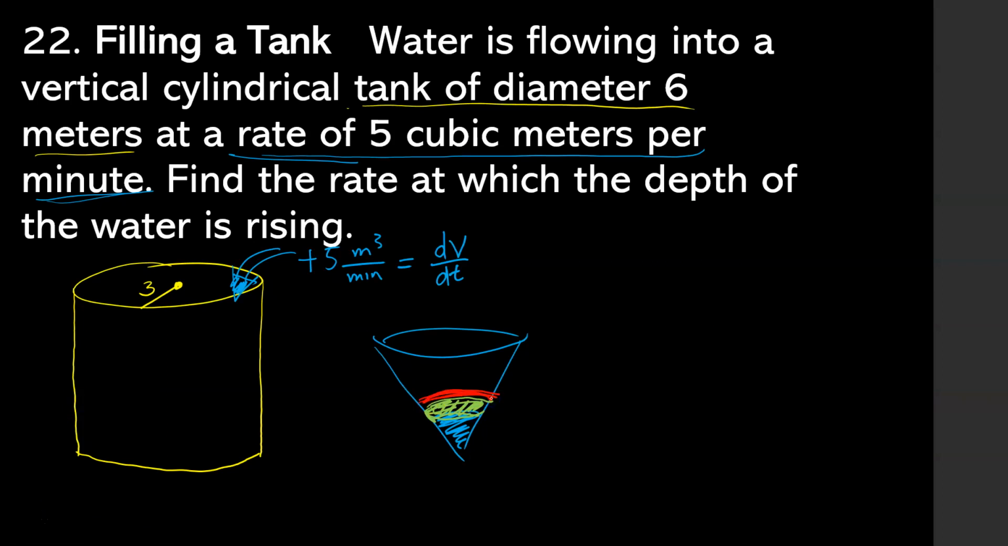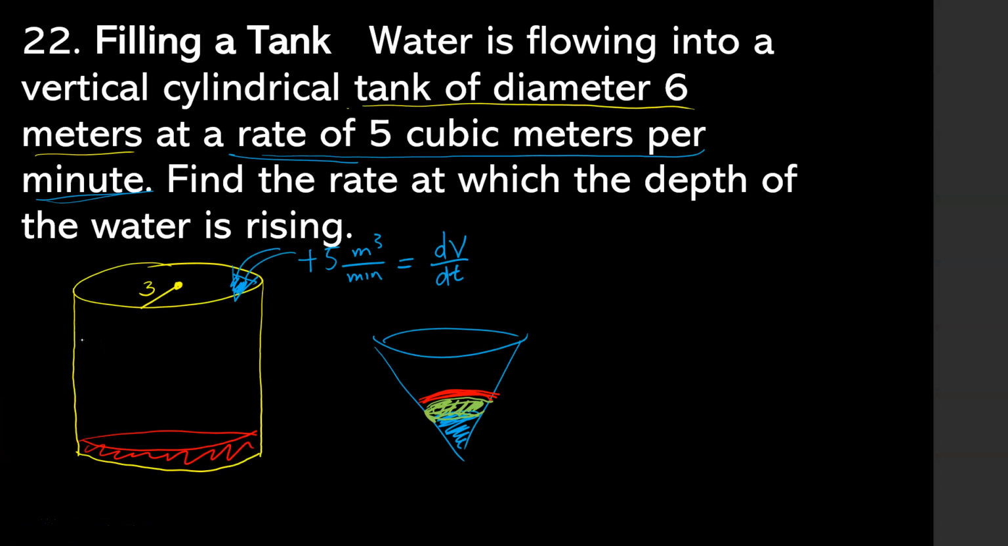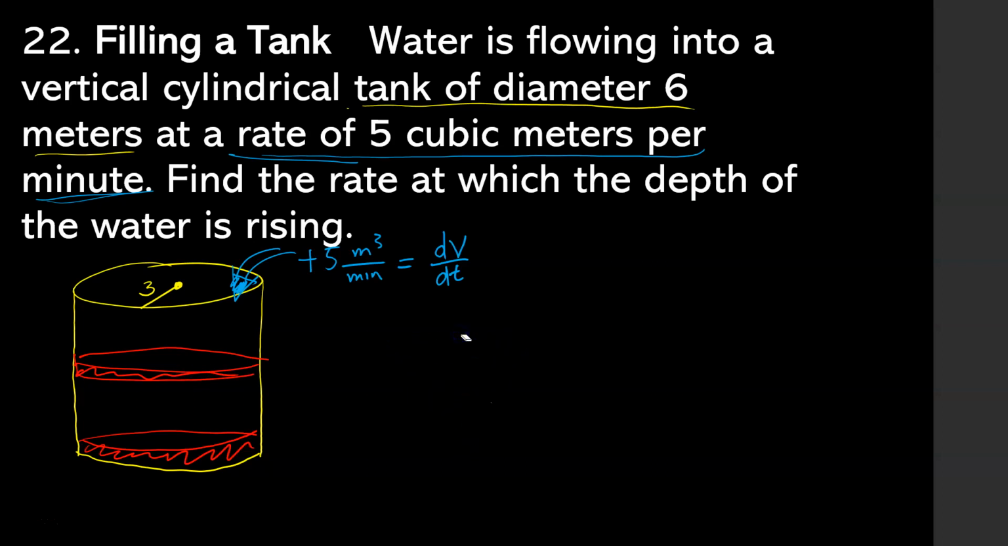Okay? That's not the case in a cylinder. Any particular amount of water on the bottom would take up the exact same amount of space, oh no, higher up in the tank. Okay. So turns out that the depth of the water rising, or the rate at which the water rises, is going to be the same no matter how deep the water is. I suppose unless the tank is completely full. Okay.